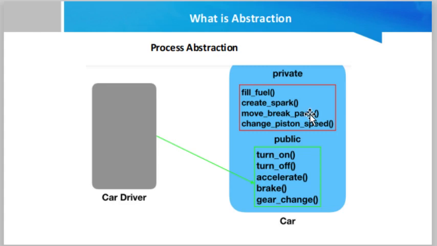The processes are: fill fuel, create a spark, move brake, change speed, etc. These are the private methods of a car. The car driver can only access the public methods like turn on the car, turn off the car, accelerate, brake, gear. He cannot access the private methods like fill fuel and create a spark, etc., which are totally hidden from the car driver, and these are totally the internal processing of a car. So this is the concept of process abstraction.